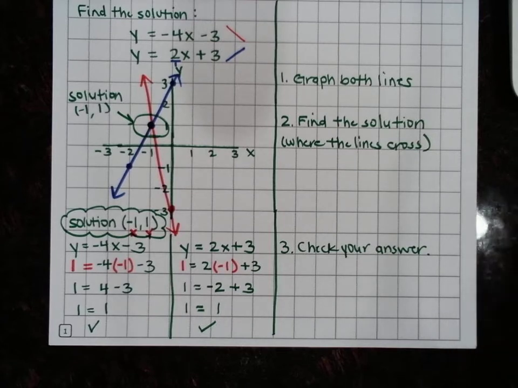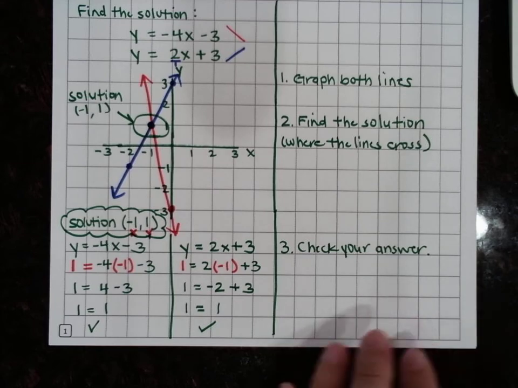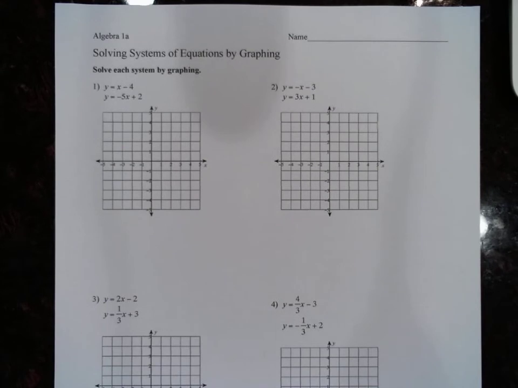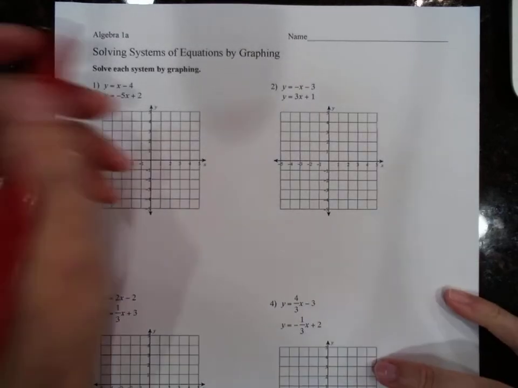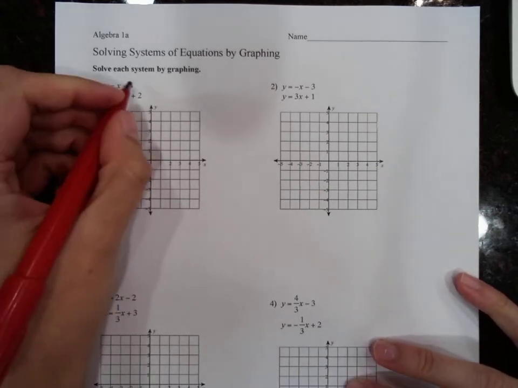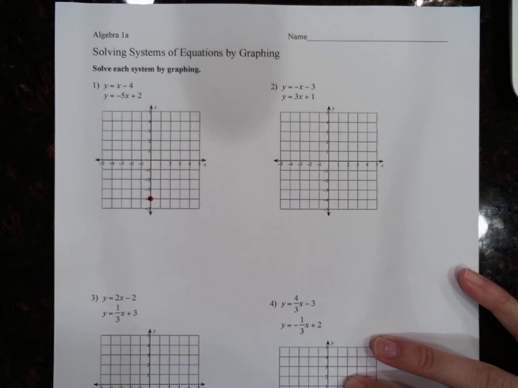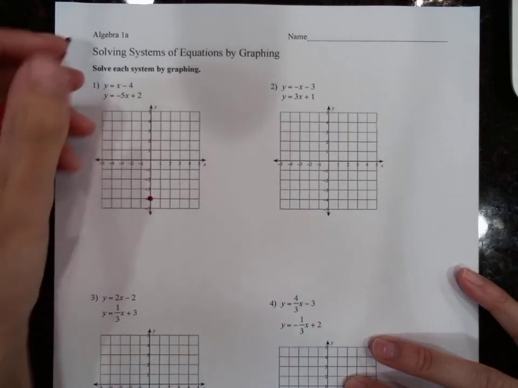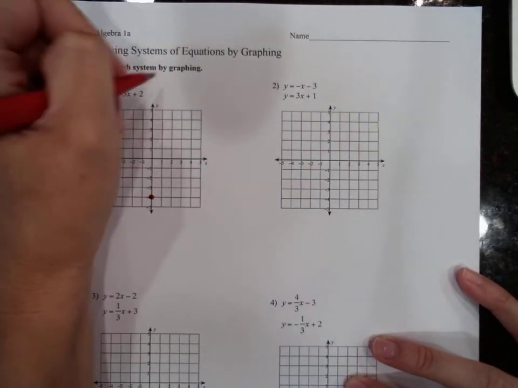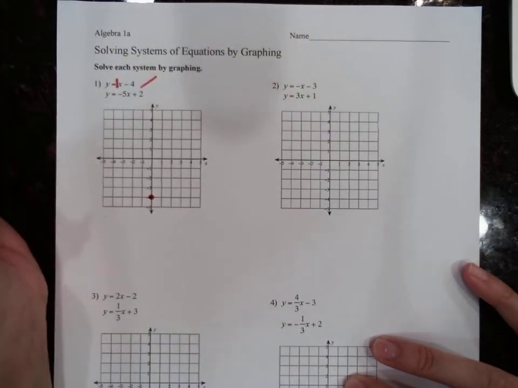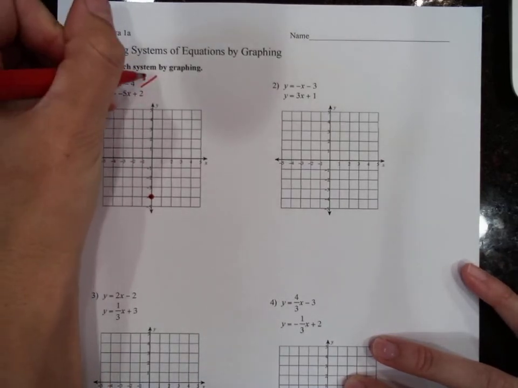Okay, let's look at your solving systems of equations by graphing assignment. So first, we want to graph both lines. So y equals x minus 4. So our y-intercept is -4. And then our slope is a +1, which means our line's going up. It's a positive slope, so it's going up.